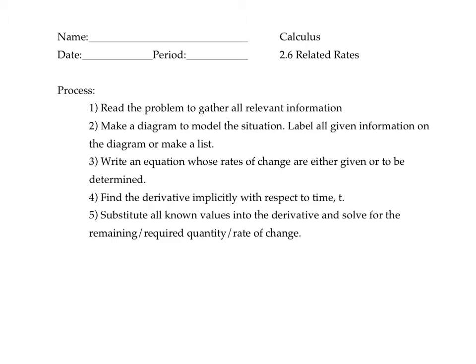For number 4, it says find the derivative implicitly with respect to time t, and I'll talk a little bit more about that in a minute. Okay, so there's our implicit differentiation piece. Then we're going to substitute everything that's known to us into the derivative, and then we're going to solve for, hopefully, the one remaining unknown.